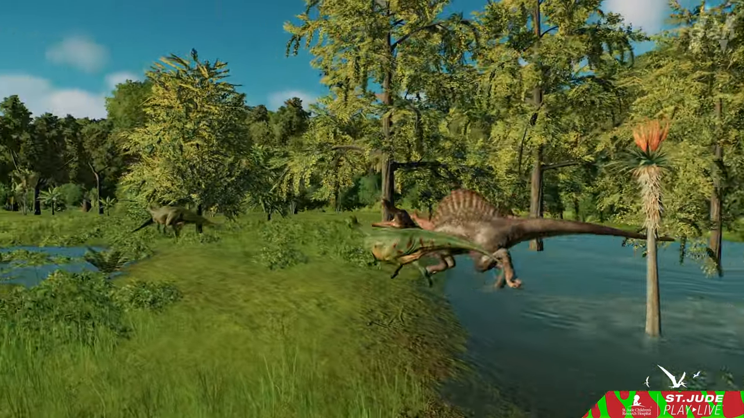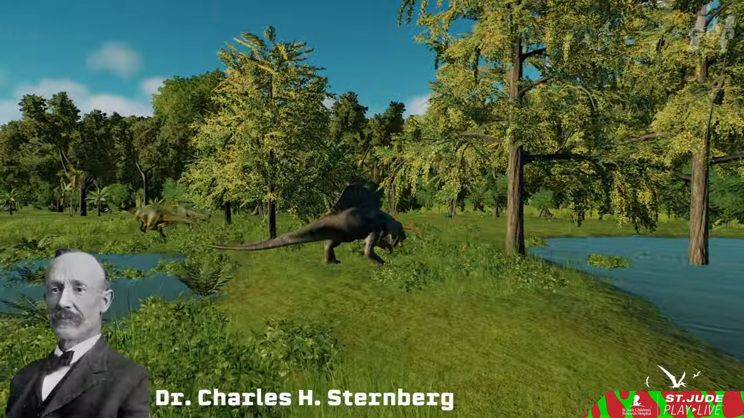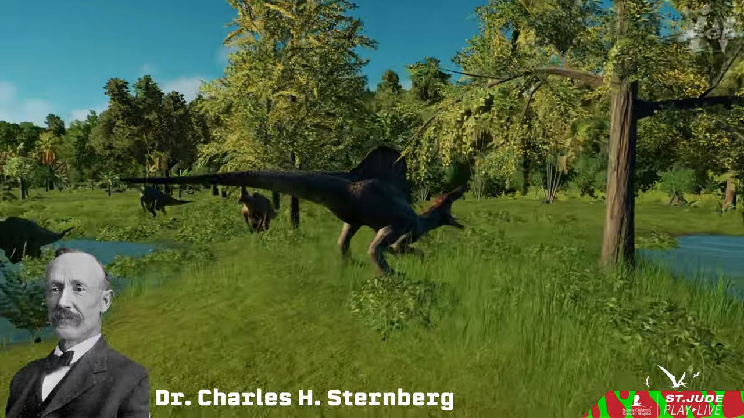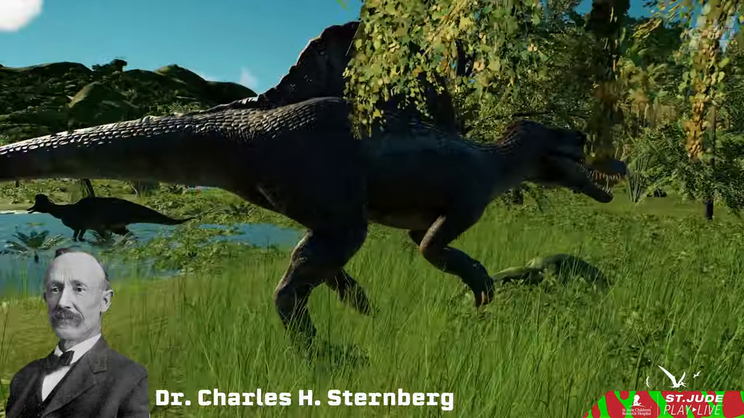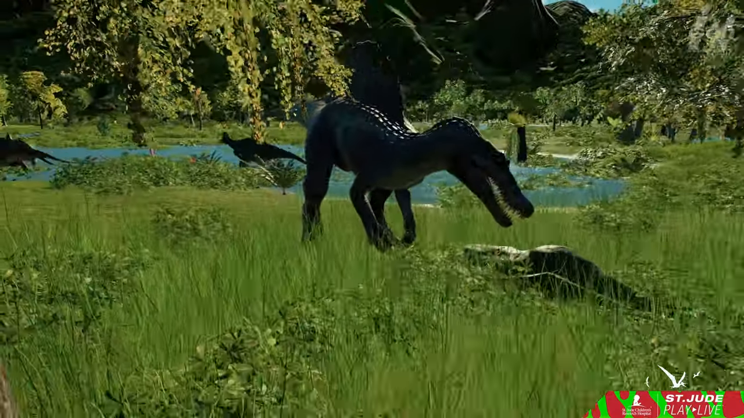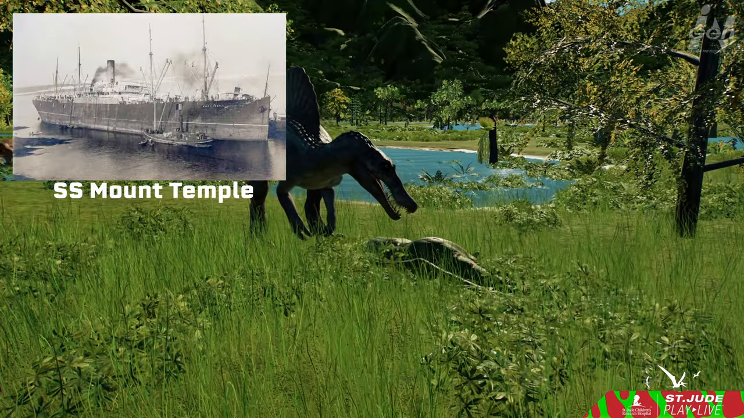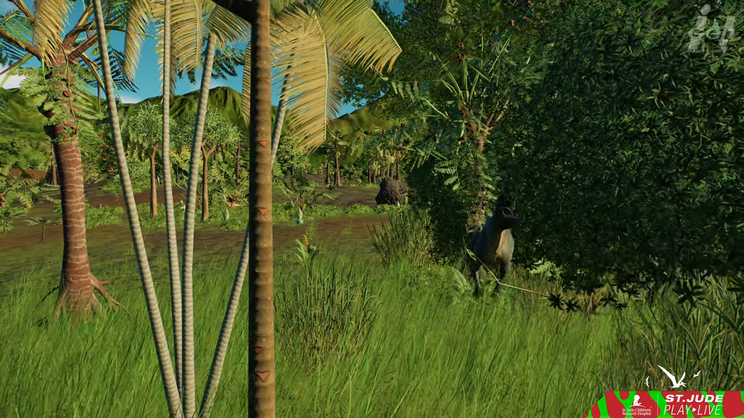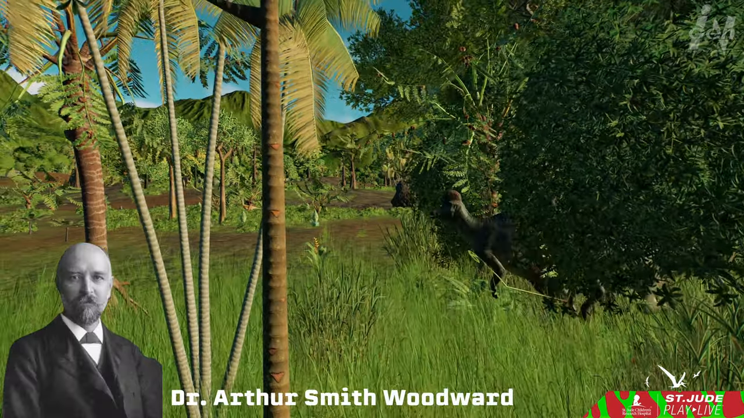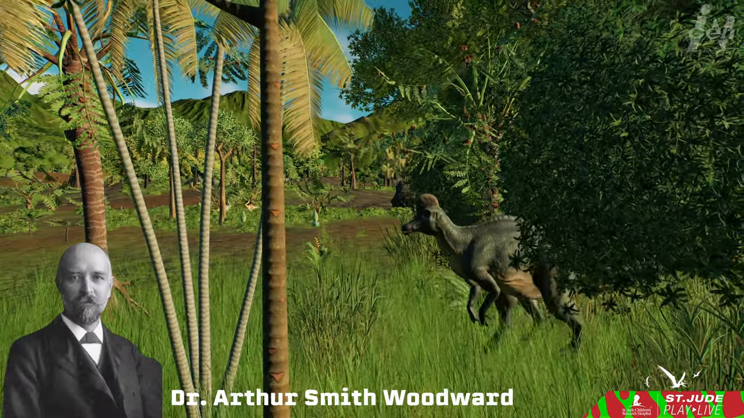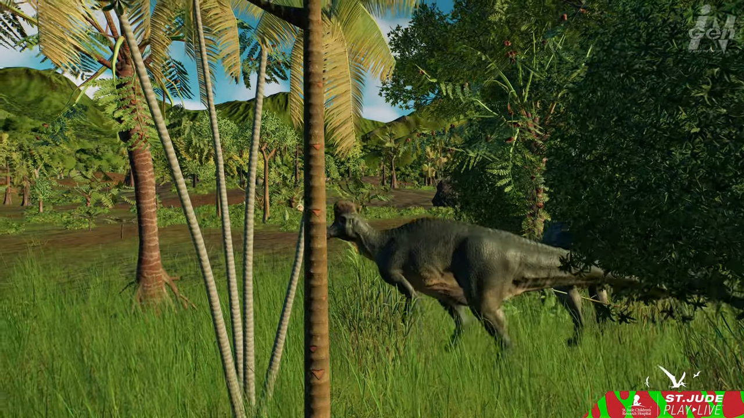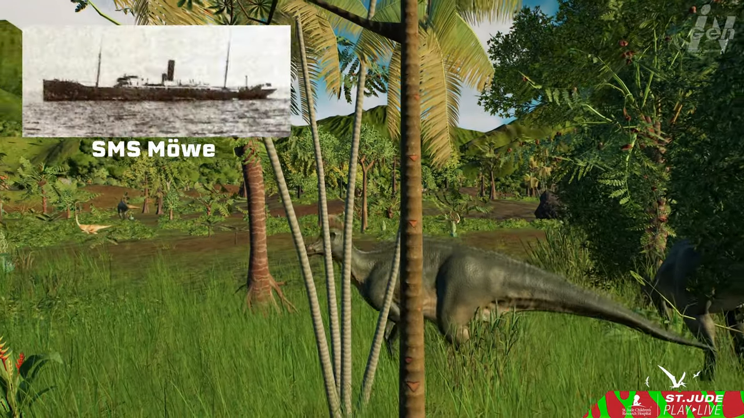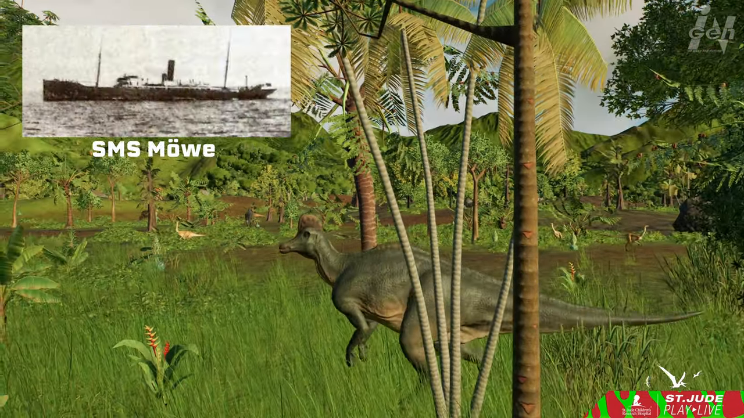The two best preserved specimens of Corythosaurus found by Charles H. Sternberg in 1912 were lost on December 6, 1916 while being carried by the SS Mount Temple to the United Kingdom during World War I. They were being sent to Arthur Smith Woodward, a paleontologist of the British Museum of Natural History in England, when the ship transporting them was sunk by the German merchant raider SMS Maui in the middle of the ocean.